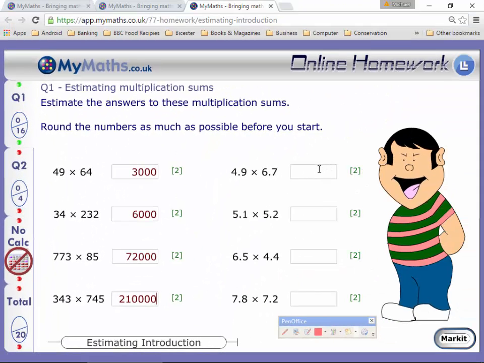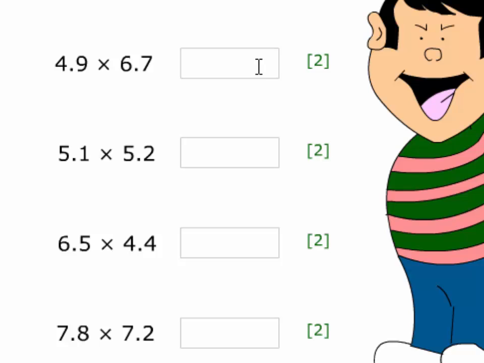Let's have a look at the ones with the decimal points. They look a little bit more cumbersome, but actually they're very straightforward. 4.9 times 6.7. So we'll treat the 4.9 as 5. Multiply that by 7. In other words, round the 6.7 up to 7. 5 sevens are 35. So the answer is 35.